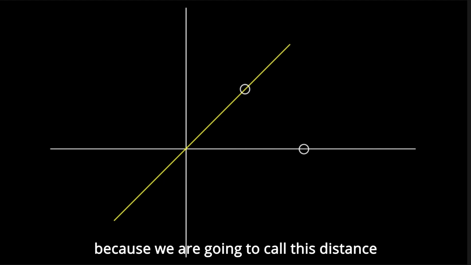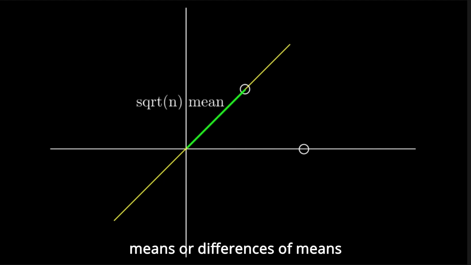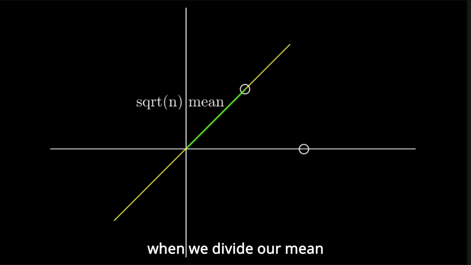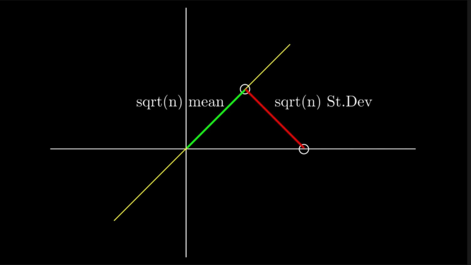The third idea is simply to ignore it for now. Why? Because we're going to call this distance on the central line means, or differences of means. You see here, we also dropped a square root of 1 over n on the mean line, on the central line. Why do we do that? Because they do cancel out when we divide our mean by standard deviation, when we do statistical tests.